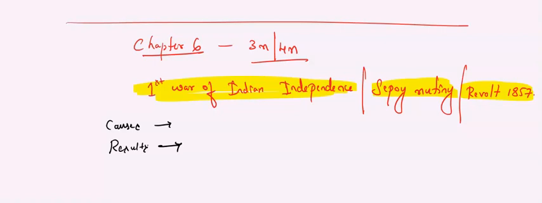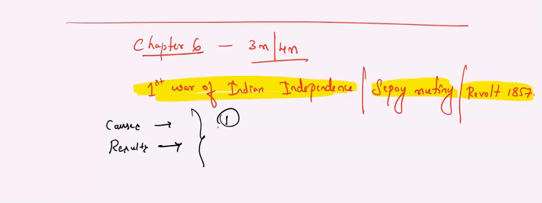Okay, I'll give you the questions, make a note. First question, what were the reasons for the 1857 revolt? Next question, what were the political reasons or causes for the first war of Indian independence?